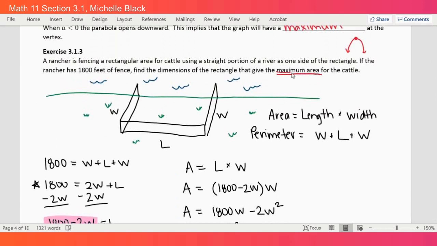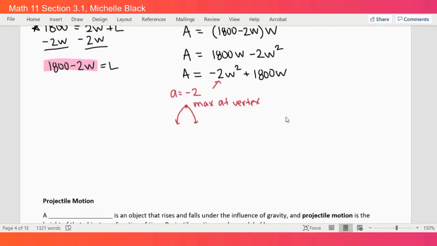And we were asked to find the maximum area. So if I can figure out what value of x, or in this case w, is the coordinate of my vertex, then I can figure out what the dimensions of w and L need to be. All right, so we're going to use -b over 2a. Well, my b is 1800, so I have -1800 over 2 times -2, that's my a. The negative is going to go away, so I'm going to be left with 1800 over 4. And if you divide that, you get 450.